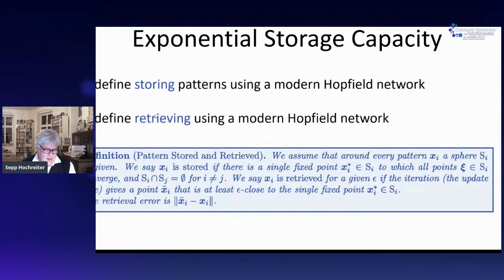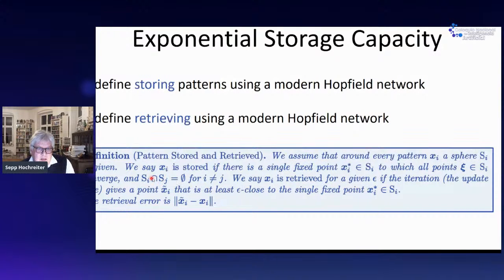And storing is defined here. We assume that around every pattern X, there's a sphere. We have some sphere around each pattern. And X is stored if in this sphere there is one fixed point only, and all points in the sphere converge to this fixed point. Also X converges to this fixed point. But this fixed point is not necessarily the stored pattern.